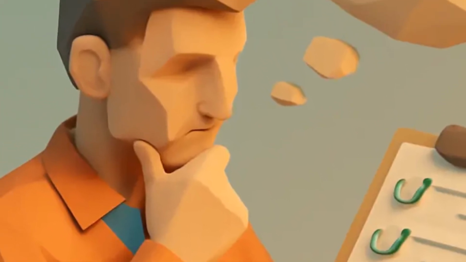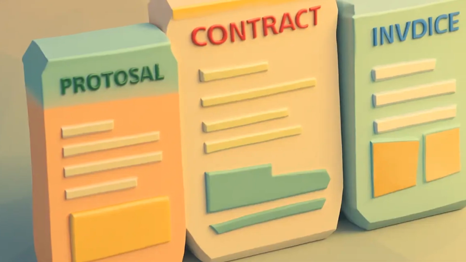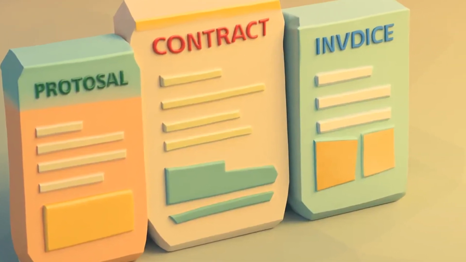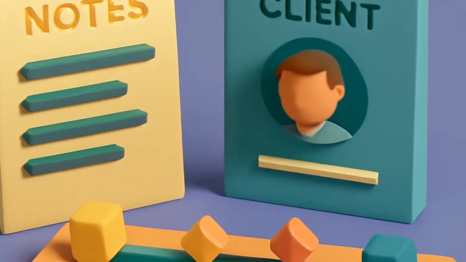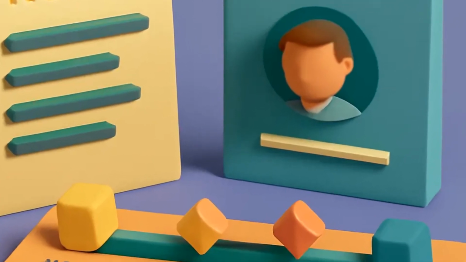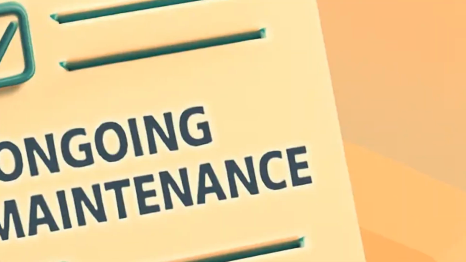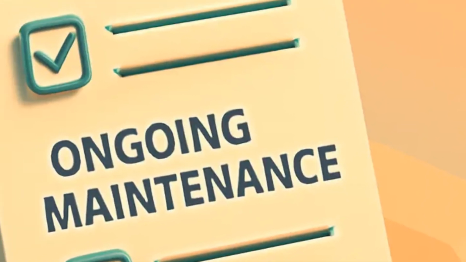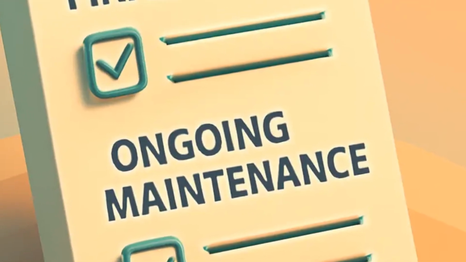Before picking a tool, get clear on what your process includes. For most web design projects, you'll need to track proposal, contract, and invoice status, discovery call notes and client details, design and development milestones, review rounds and revisions, final launch tasks, maintenance or retainer tasks if ongoing. Whatever tool you use should make these steps visible and repeatable.